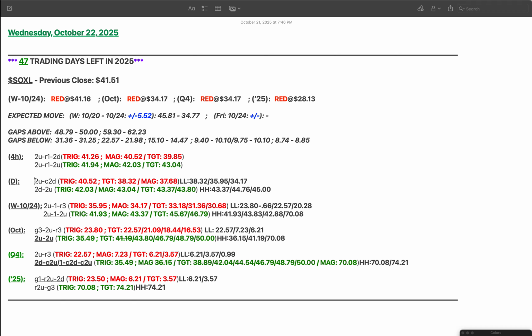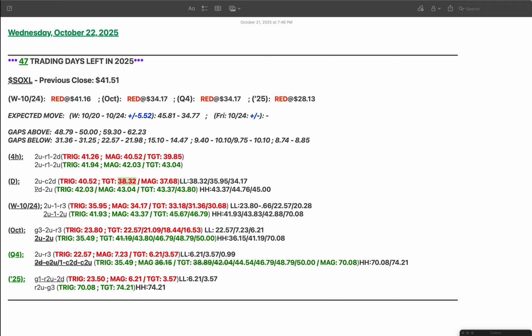On the day chart, if we go to the downside, it's a 2 up combo 2 down, triggering at 40.52 with an intermediate target of 38.32 and a magnitude of 37.68. Again, because that's such a big move in the face of an uptrend, we want to make sure we have an intermediate target, which is a possible bounce point for price action. So that's why we've got the intermediate target here on the downside before we actually reach magnitude.